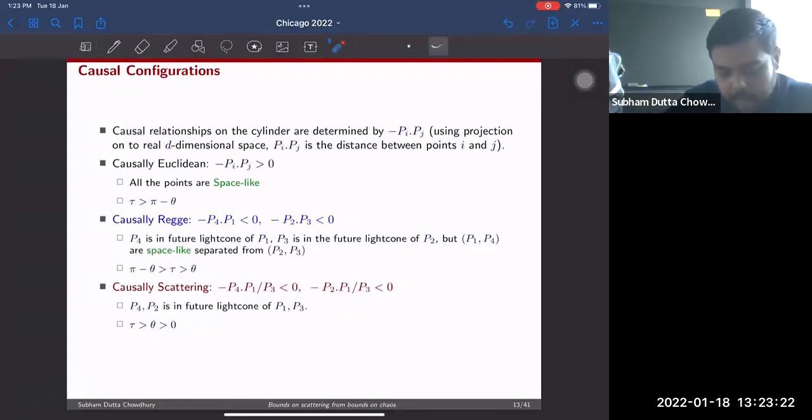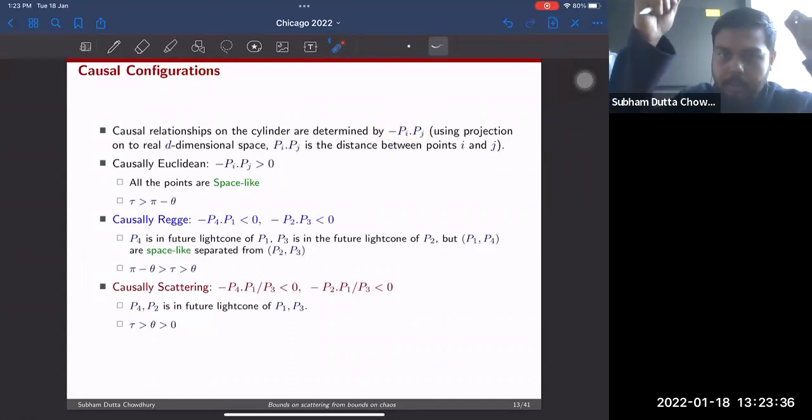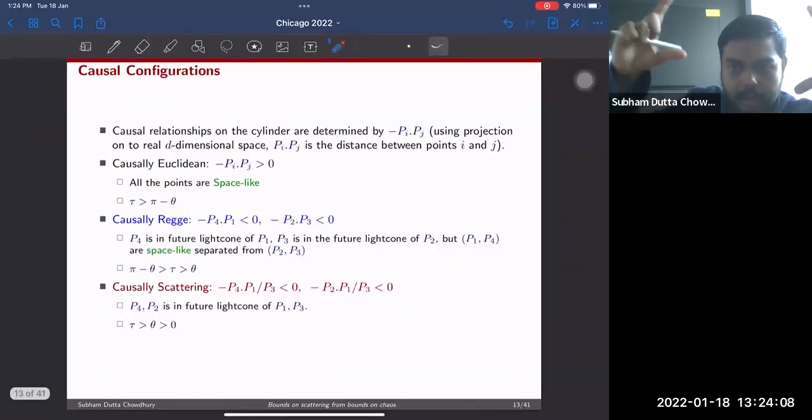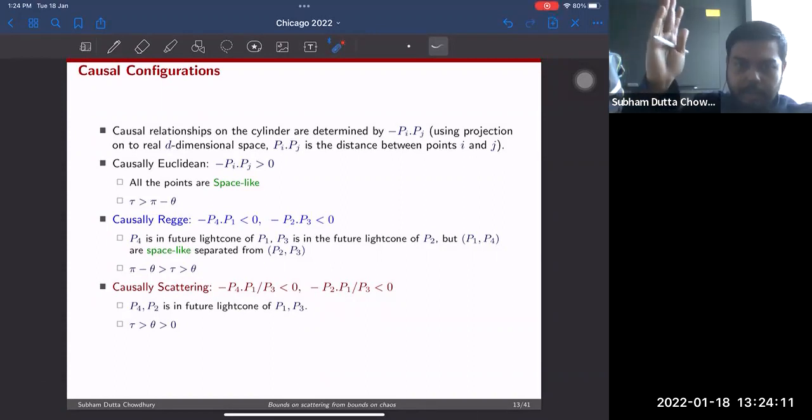And as I said before, we need to look at different causal configurations, and the causal relationships in the cylinder are determined by this object. You take two of your insertion points and compute this inner product, and if it's greater than 0, all the points are space-like. This is the causally Euclidean configuration, where all the operators are space-like separated from each other. One can check that this happens when the tau parameter is greater than pi minus theta. Similarly, you have the causally Regge configuration, where the two pairs of points are time-like related within each pair, but these groups of points are space-like separated from each other.